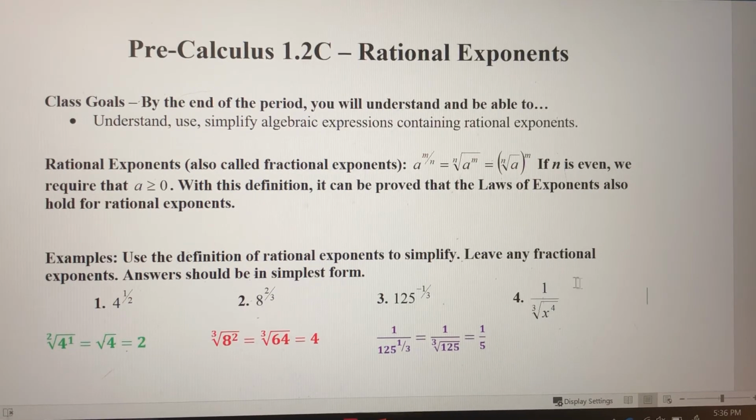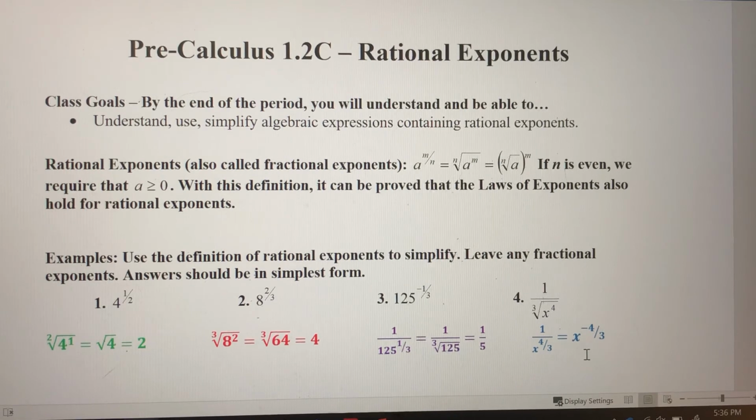And number 4, later on in these notes, we're going to show you how to rationalize a denominator that looks like this. But for now, we're just going to play around with the rational exponents and make sure we know how to do that. So we can rewrite the cube root of x to the 4th as x to the 4/3, so 1 over x to the 4/3. And just to show you, you can move that through the fraction, and we get x to the negative 4/3.